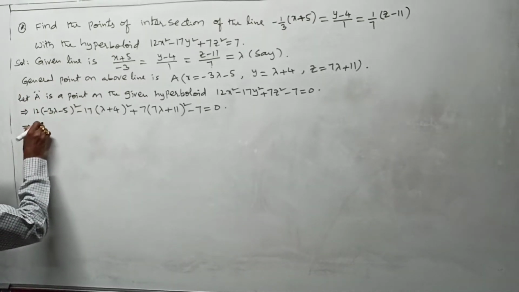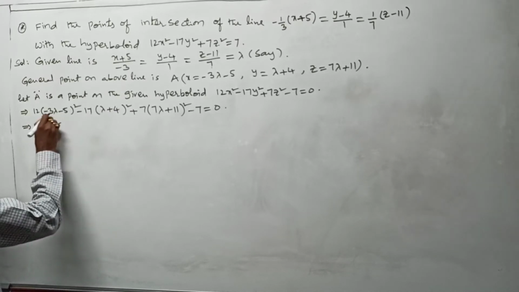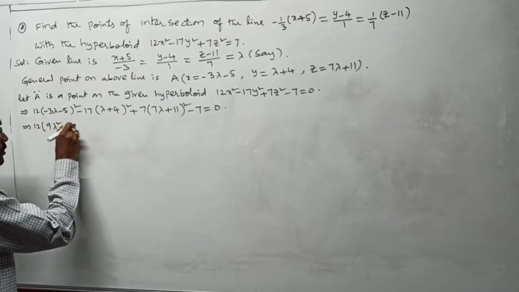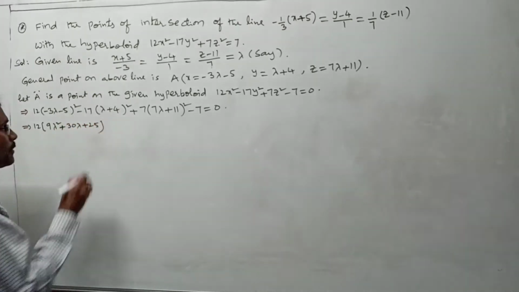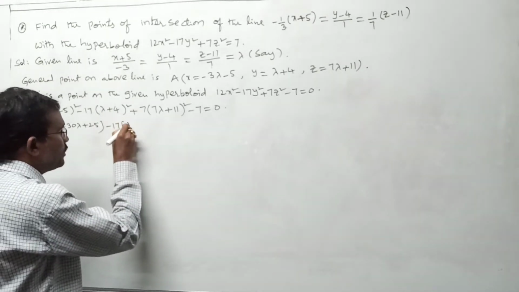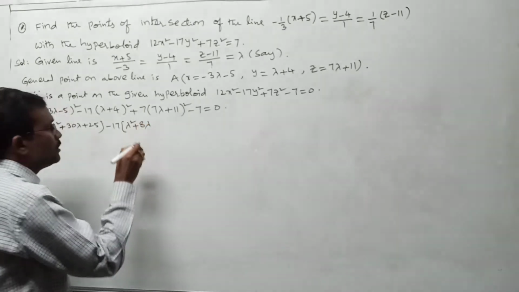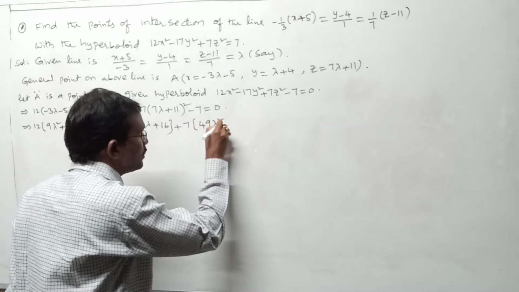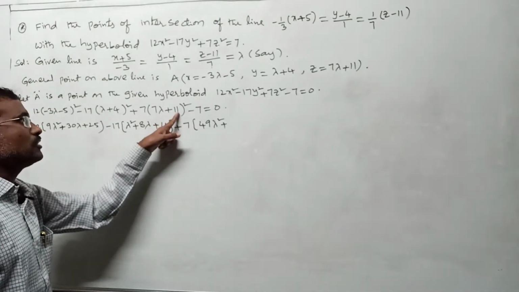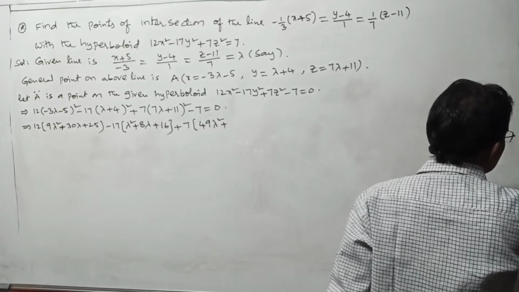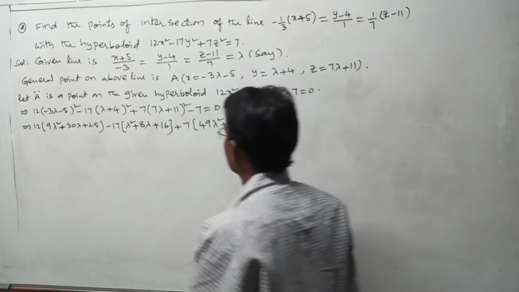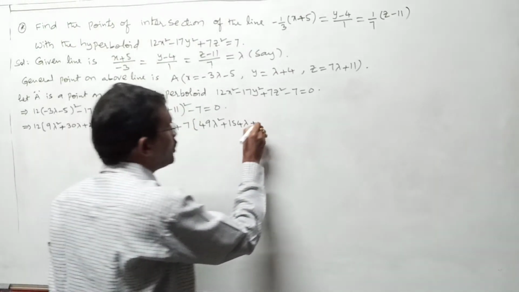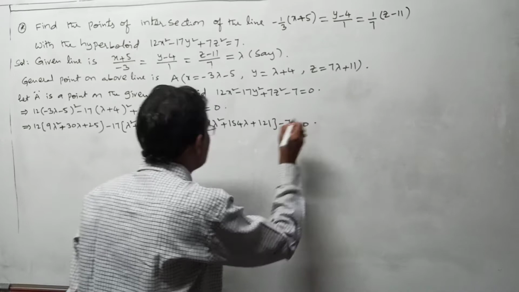This is 12 into (9 lambda square plus 2ab), 2 into 3 into 6 into (5 plus 30 lambda) plus 25, minus 17 into (lambda square plus 8 lambda plus 2ab plus 16 b square), plus 7 into (49 lambda square plus 22 into 7, 154 lambda plus 11 square, which is 121), minus 7 is equal to 0, right?